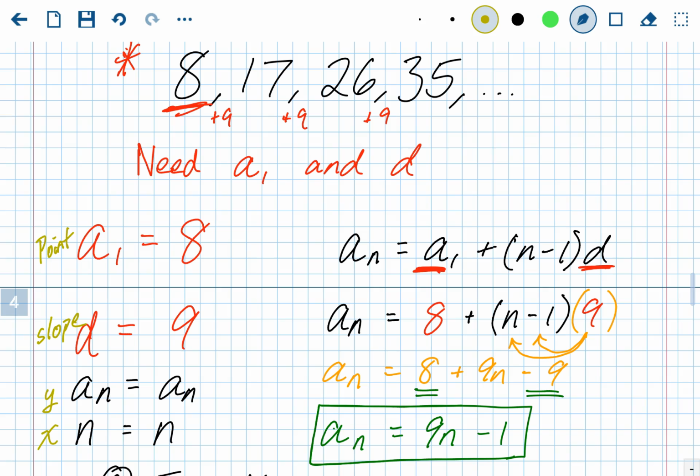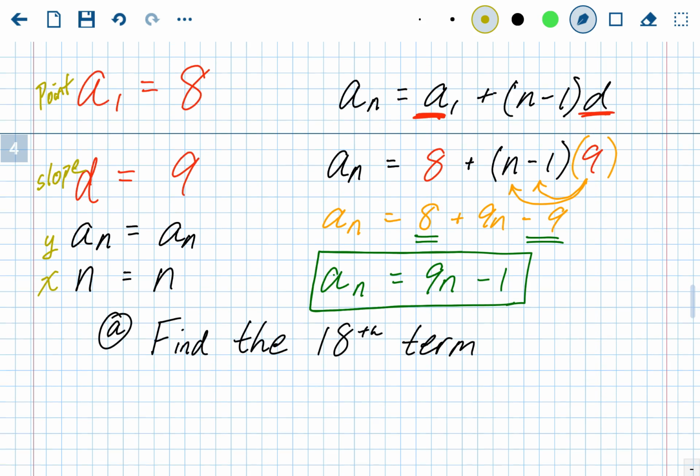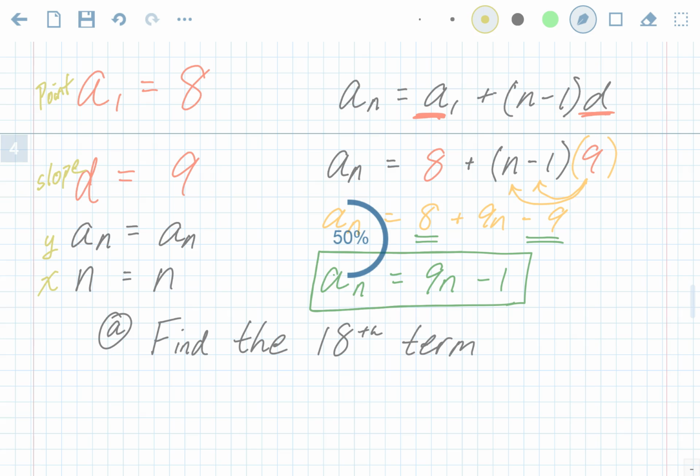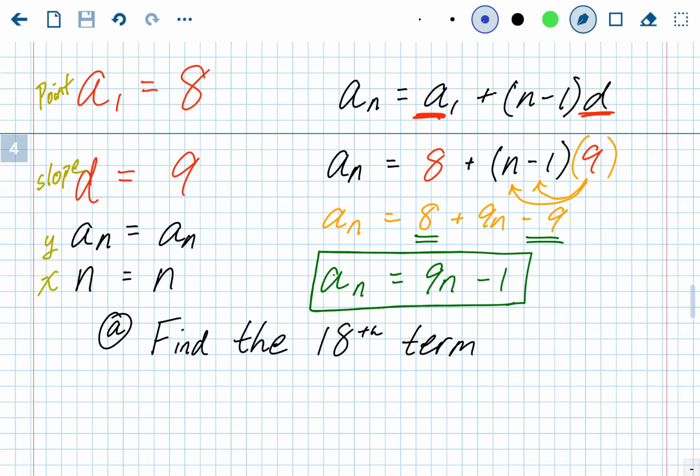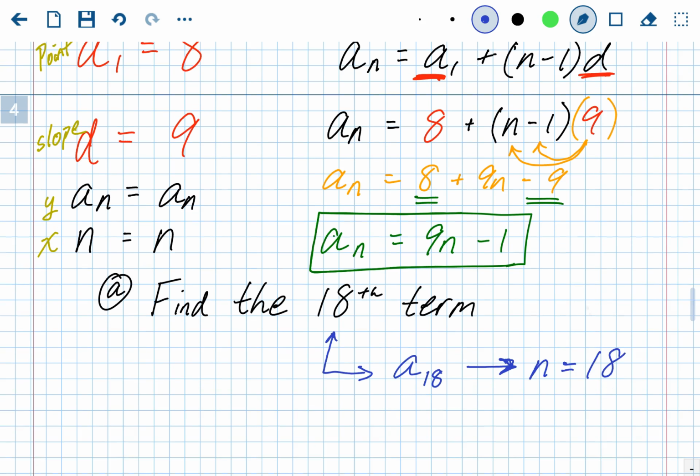What this equation says is that the nth term of the sequence is equal to 9 times n minus 1. So for example, if we want to find the 18th term of the sequence, one option is you could just do plus 9, plus 9, plus 9, plus 9, plus 9, 18 times and figure it out that way. Or you could use the formula that we just found. So finding the 18th term means that we're trying to find a sub 18, which means our n value, our term number, is 18. So all we have to do is plug it into this formula.